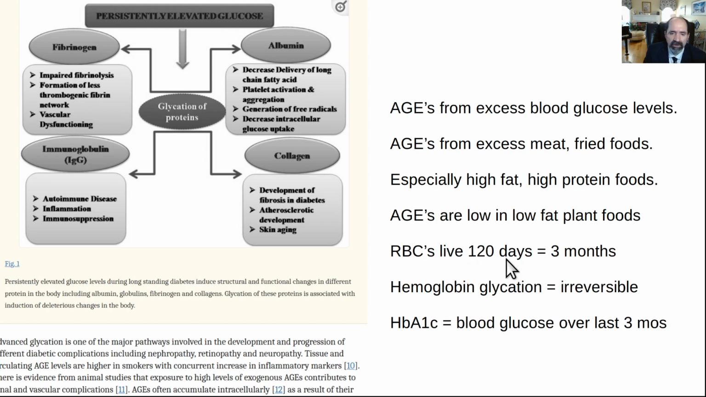RBCs, red blood cells, live about 120 days, which is about 3 months. So when the hemoglobin is glycated, the last valine residue on hemoglobin, that's irreversible. And so hemoglobin A1C, which is a measure of hemoglobin glycation, is an indicator of how good blood glucose control has been for the past 3 months. So let's say normally you want it less than 5.6. That's a normal hemoglobin A1C. 5.6 to 6.5 is pre-diabetes. When it goes above 6.5, that's diabetes. And some people, depending on what you say, over 7.5 or so, it's poorly controlled diabetes. The higher it is, the more complications are likely to occur.